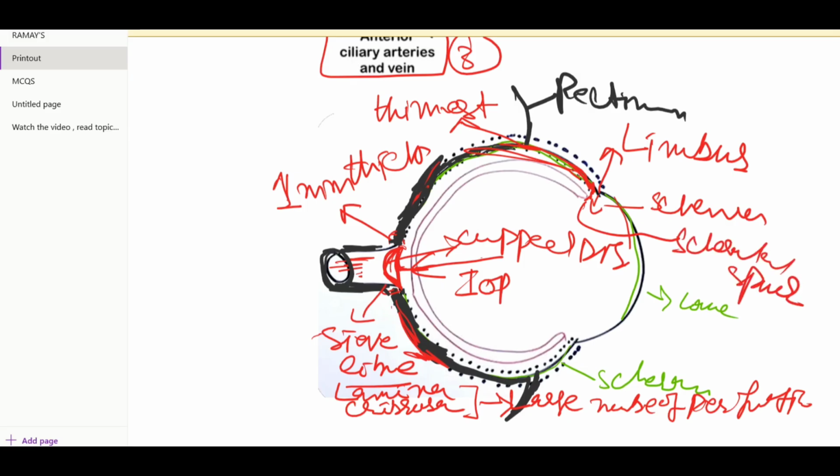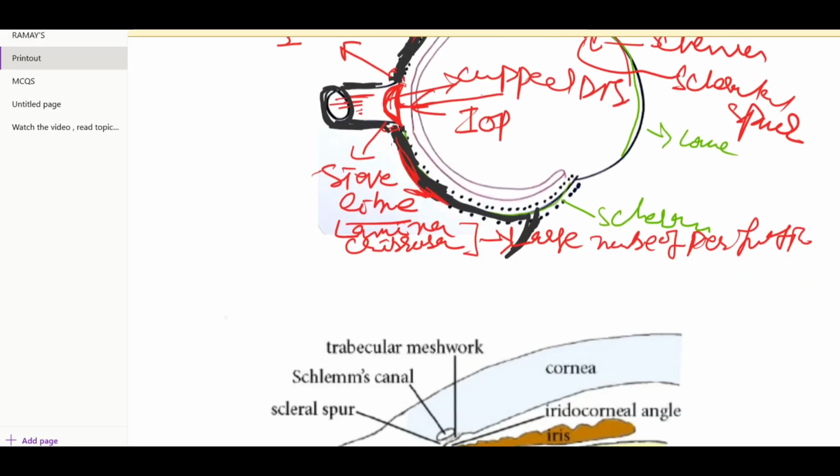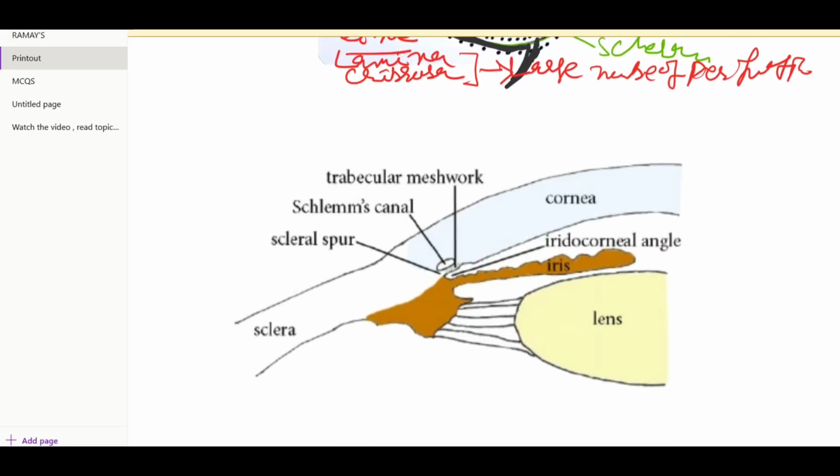Let's make it clear in another diagram. Look here, this is the sclera coming, making a thickening here, the scleral spur, and here there is the Schlemm's canal which drains the aqueous.